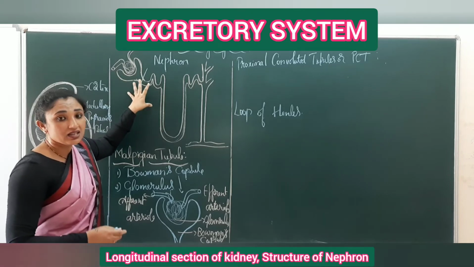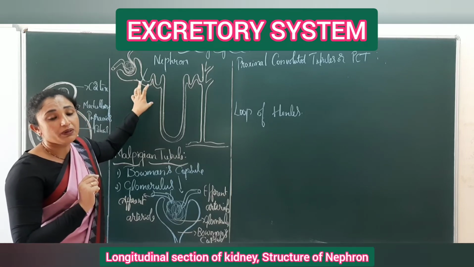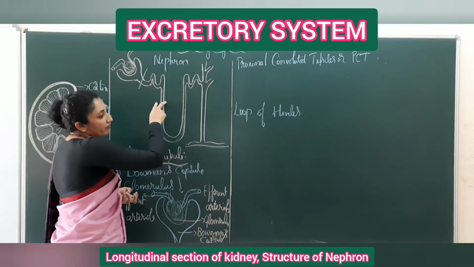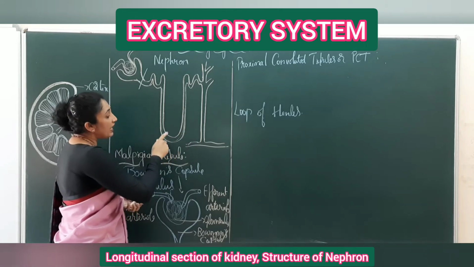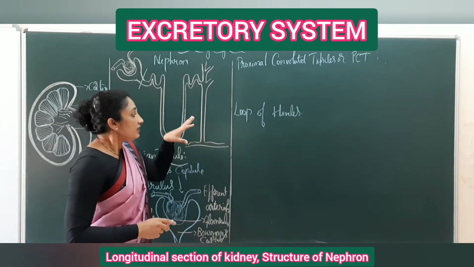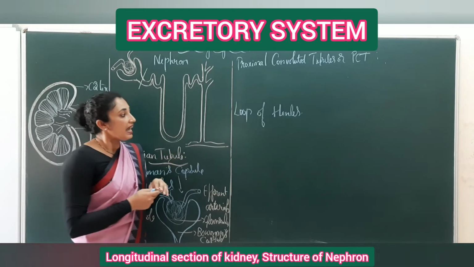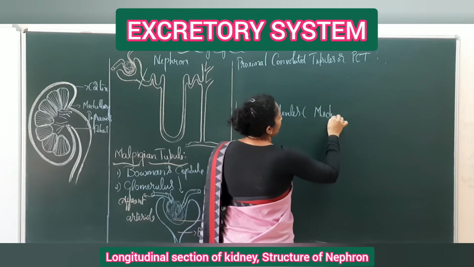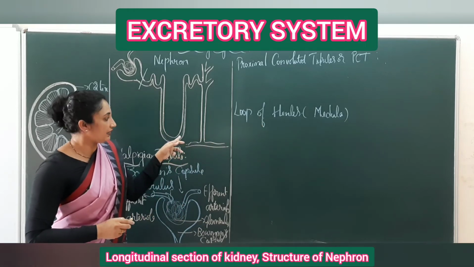Another question they might ask: write the exact location of PCT or Bowman's capsule, then you should be able to write, that is cortex. Now, leading from the proximal convoluted tubule, there is a bell-shaped structure where we don't find any convolution, and this part of the kidney is known as the loop of Henle. The question related to this part is to write the exact location of the loop of Henle, and you should write the answer: medulla. That is, the loop of Henle lies in the medullary region of the kidney.